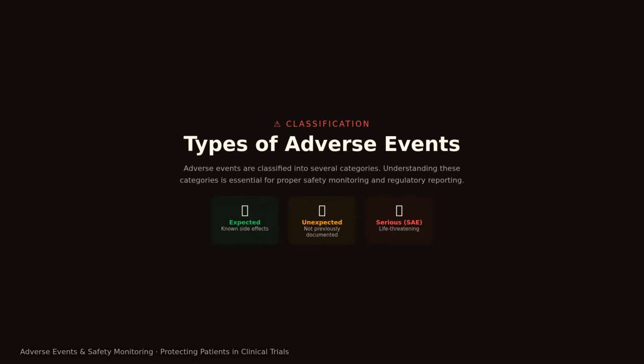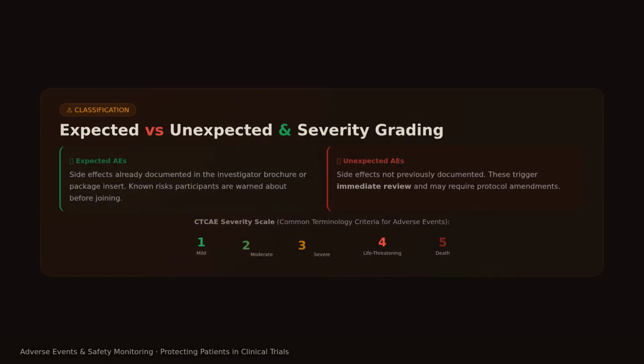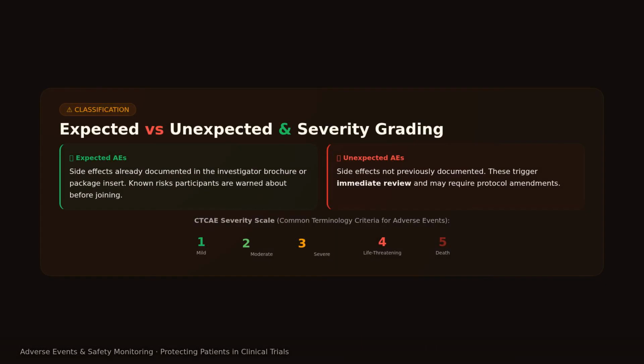Adverse events are classified into several categories. Understanding these categories is essential for proper safety monitoring and regulatory reporting. Let's look at the main types of AEs that clinical trial teams track every day. Adverse events are first classified by their relationship to the study drug.